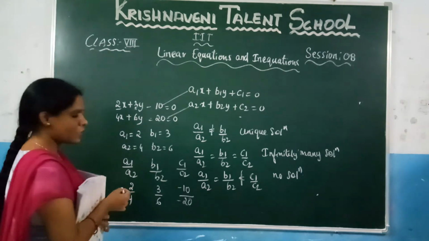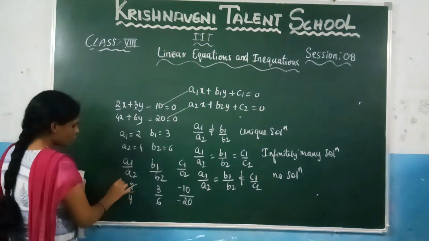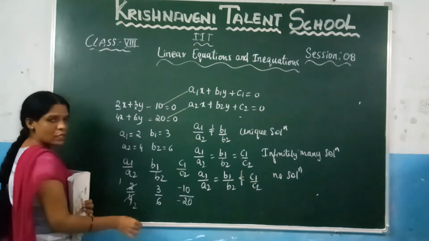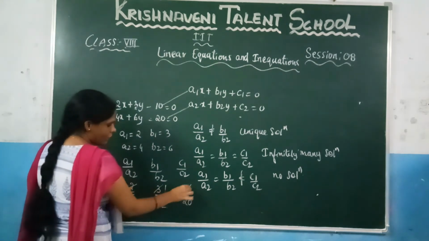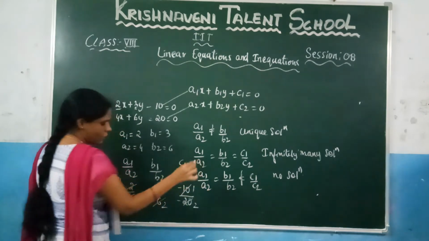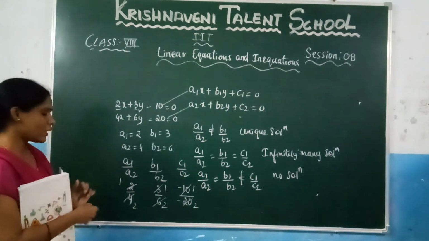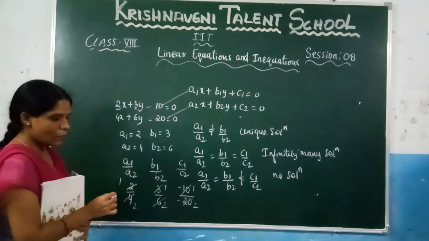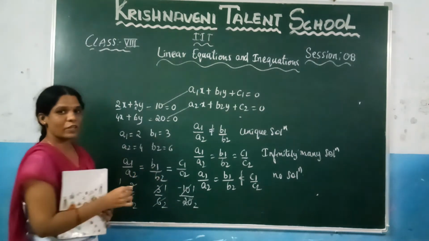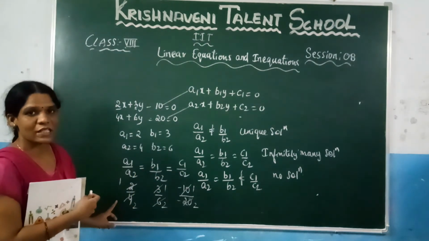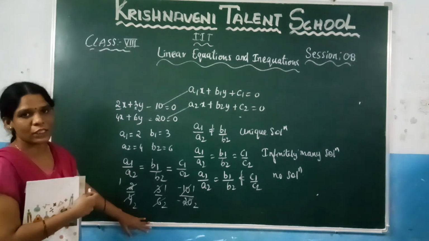So I have written here minus 10 by minus 20. Now let us cancel these. What you will get here: 2 ones are 2, 2 twos are 4. Similarly 3 ones are 3, 3 twos are 6. 10 ones are 10, 10 twos are 20. So what we got here? We got a1 by a2 is equal to b1 by b2 is equal to c1 by c2, because all the fractions are equal, which is nothing but 1 by 2.